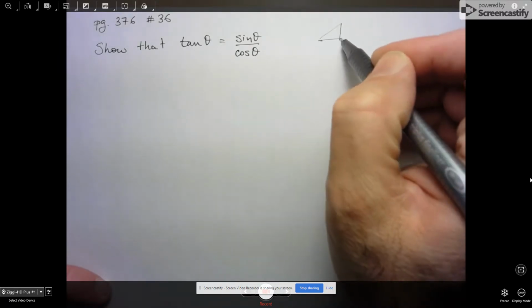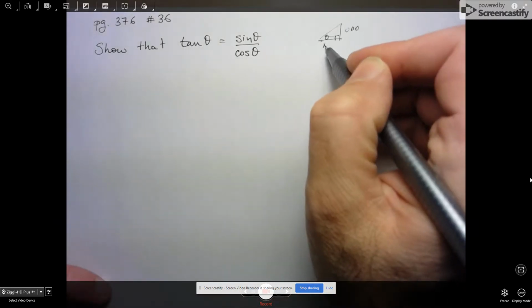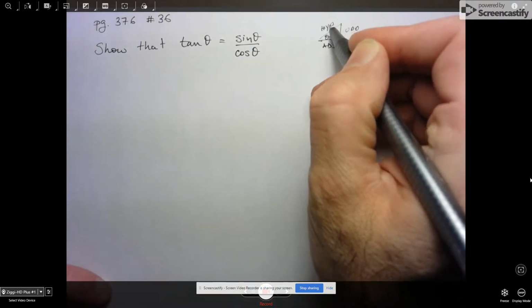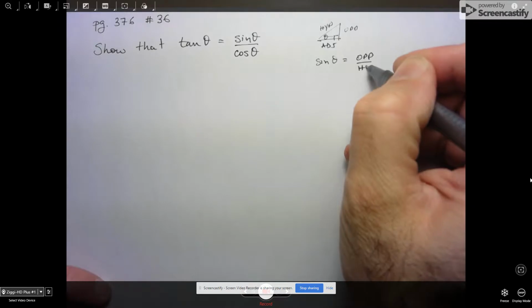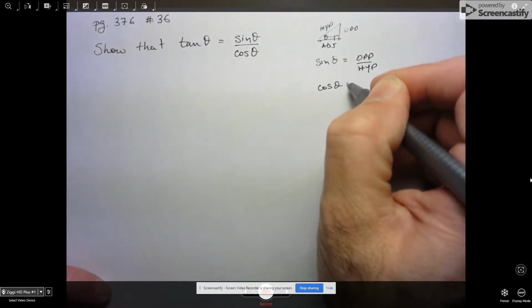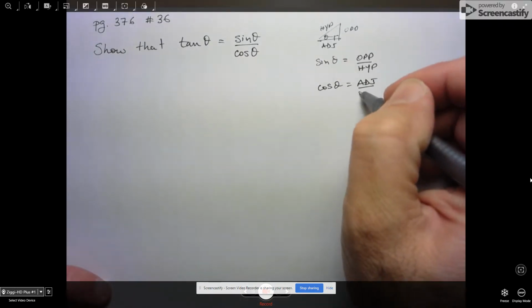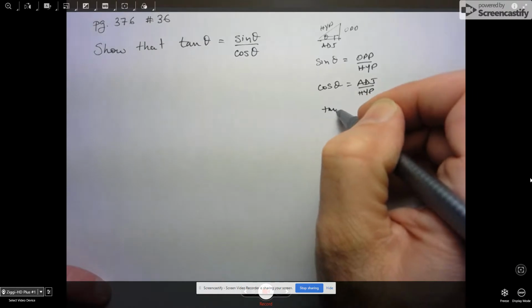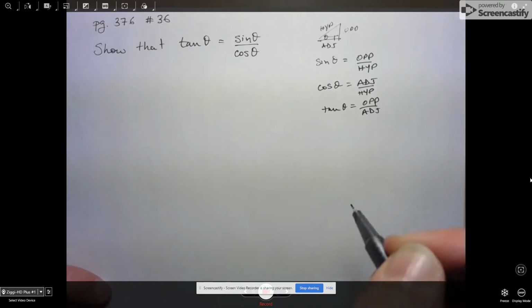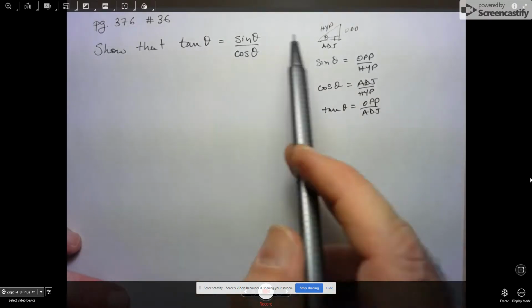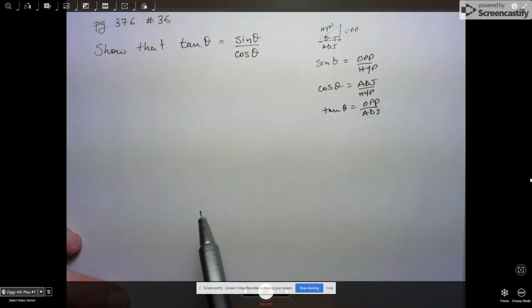They all come from a right angle triangle with opposite, adjacent, and hypotenuse. We define sine theta as being the opposite over the hypotenuse. Cos theta was the adjacent over the hypotenuse. And then tan theta is the opposite over adjacent sides. So what we need to show is that if we divide sine theta by cos theta, it should give me tan theta. So that's what we're going to do.